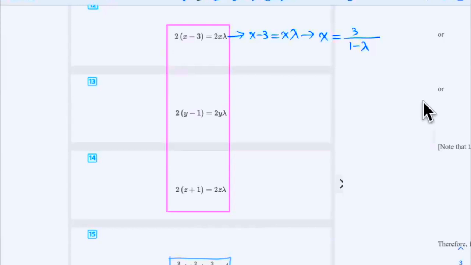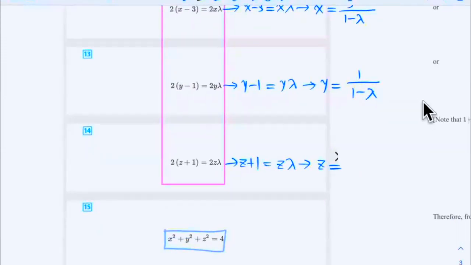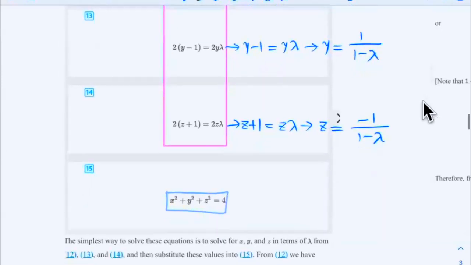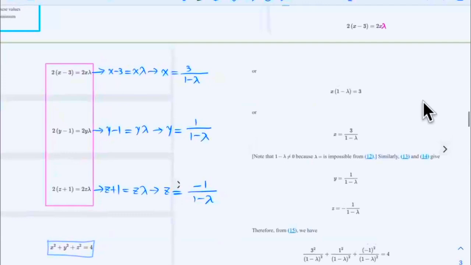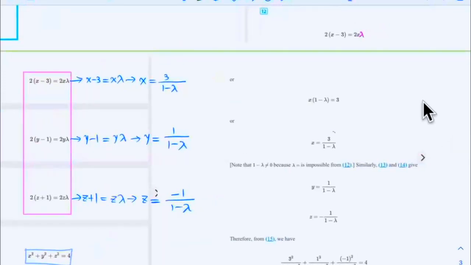Okay, can you guys solve the second one? Can you express y in terms of lambda? y is equal to, I think, 1 over 1 minus lambda, right? And z is negative 1 over 1 minus lambda, right? Yes, this is what they have, here, here, and here.